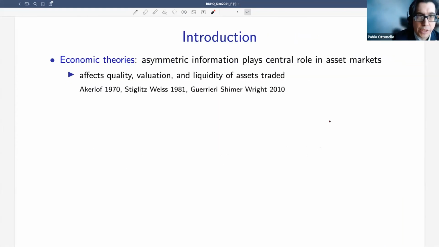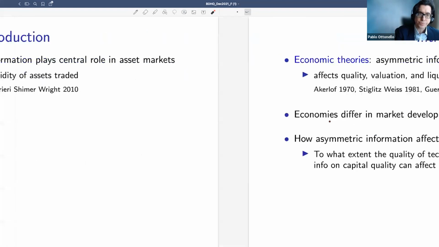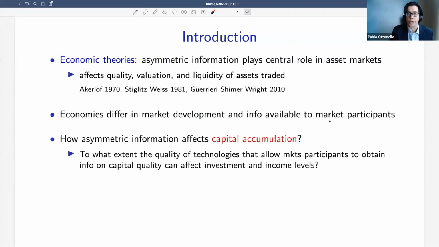So the starting point of this paper is that economic theories have long argued that asymmetric information plays a central role in asset markets, affecting the quality, valuation, and liquidity of assets traded. Given that economies around the world differ substantially in their market development and information available to market participants, a key question is, how does asymmetric information affect capital accumulation? And to what extent can the quality of technologies that allow market participants to obtain information on capital quality affect investment and income levels?